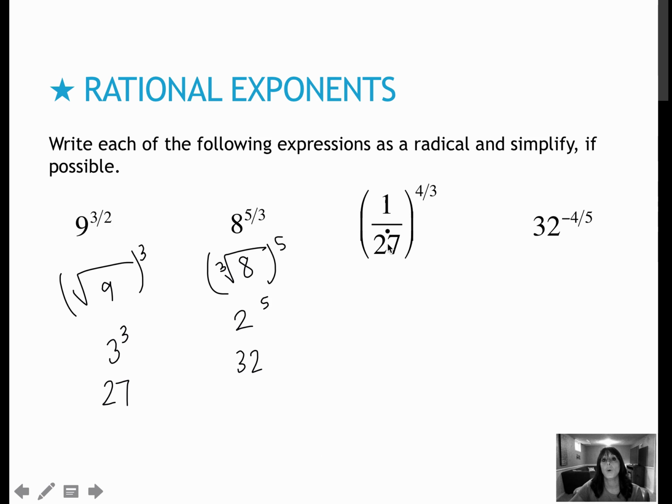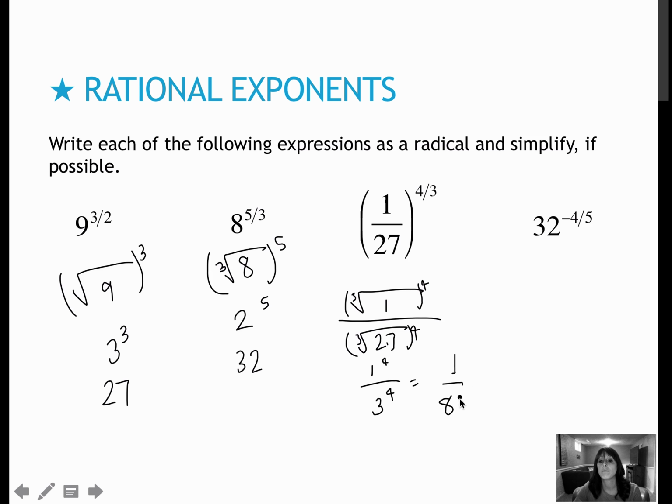1/27 to the 4/3. I know that if I take the fourth root or third root of anything, of 1, it is 1. So essentially I'm taking the third root of 1 to the fourth, and I'm doing the same thing with 27, the cubed root to the fourth. The cubed root of 1 is 1. 1 to the fourth is 1. The cubed root of 27 is 3. 3 to the fourth is 81. So 1 over 81 is my final answer.